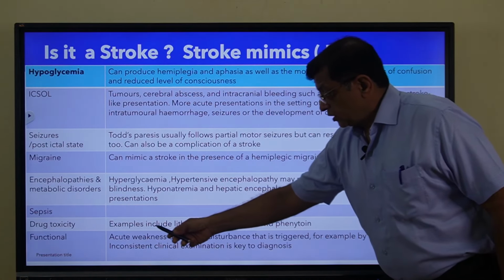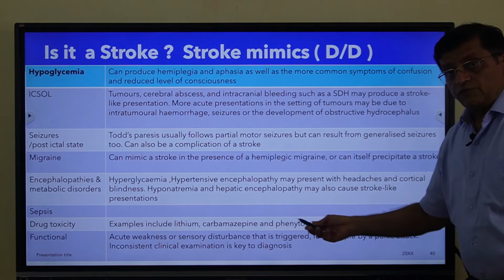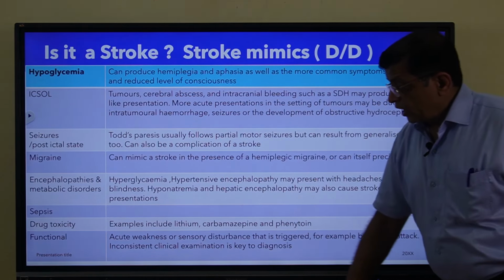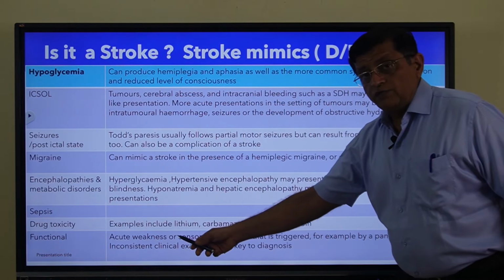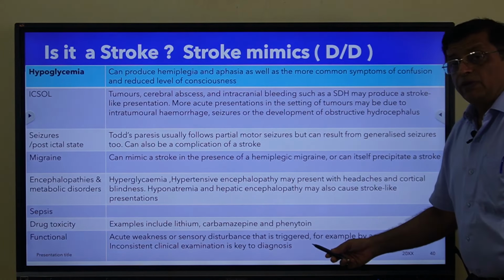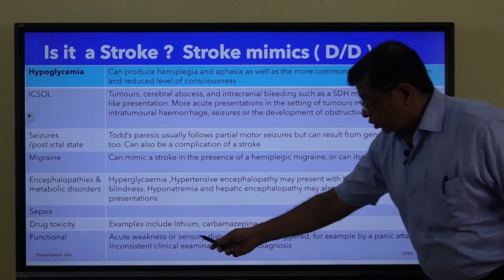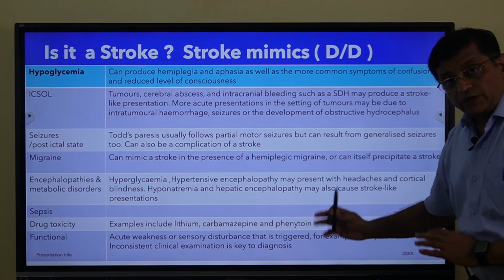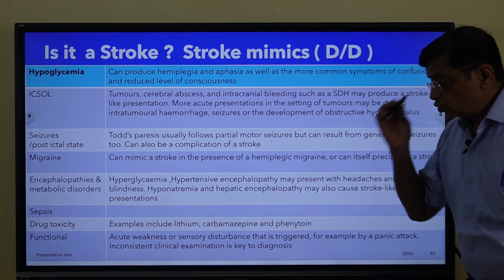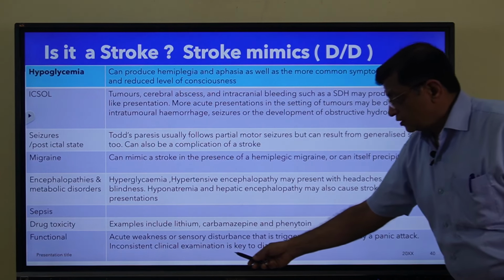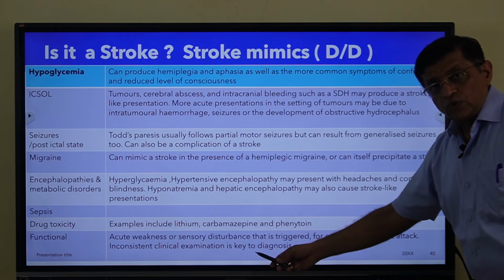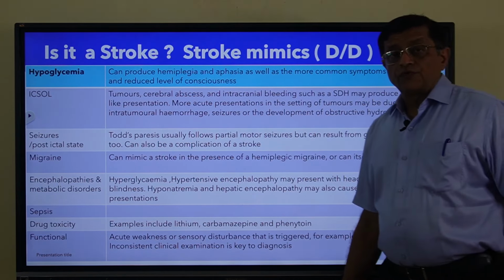Drug toxicities include lithium, carbamazepine and phenytoin toxicities, and even functional disorders can mimic stroke. For example, in a panic attack, acute weakness or sensory disturbance following a trigger may mimic a stroke, but inconsistent clinical examination gives way to the diagnosis of a functional disorder.